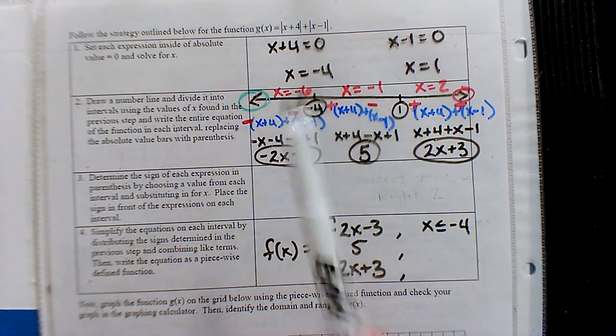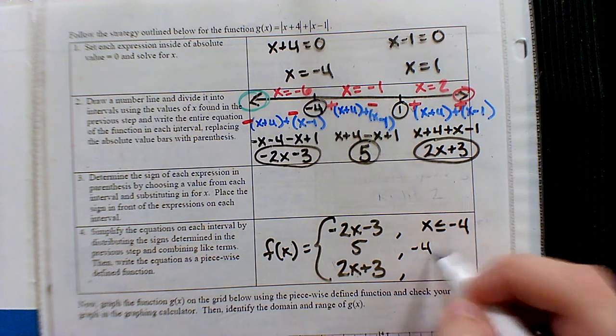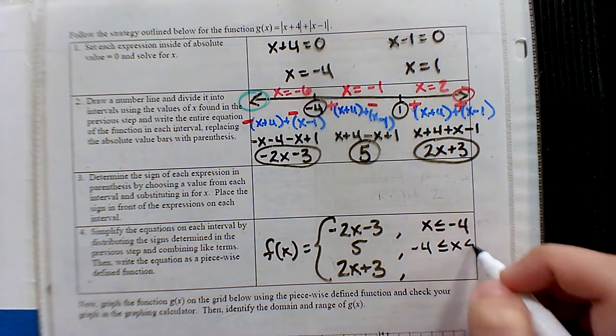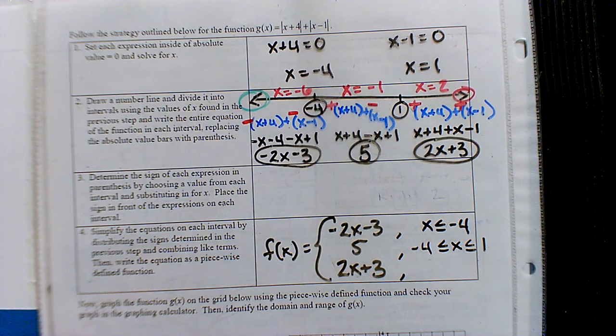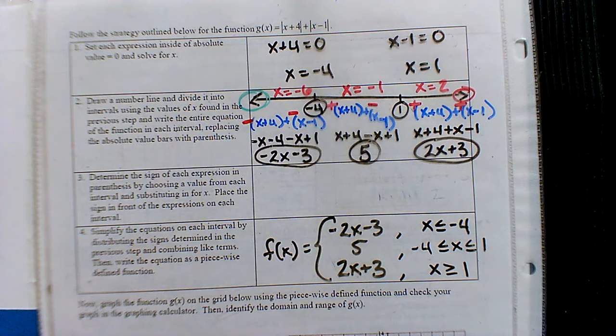Our middle piece of 5 showed up between negative 4 and 1. So we can write that constraint. And our last piece showed up from 1 to positive infinity, so anything greater than 1. Make sense? Can we analyze that number line?